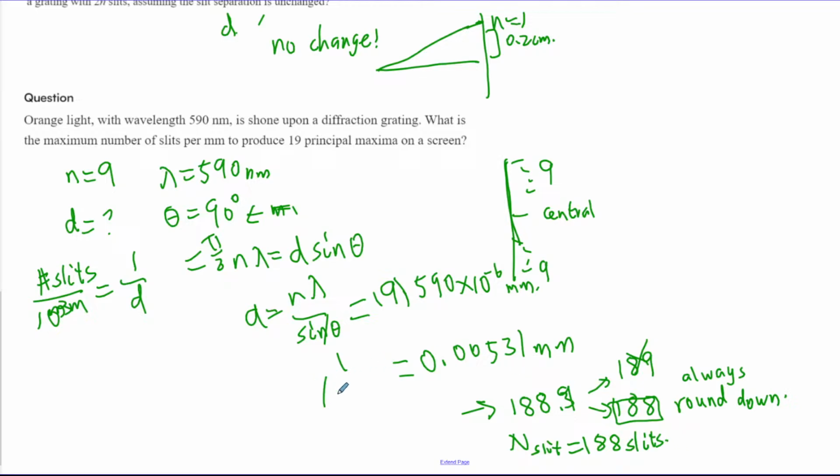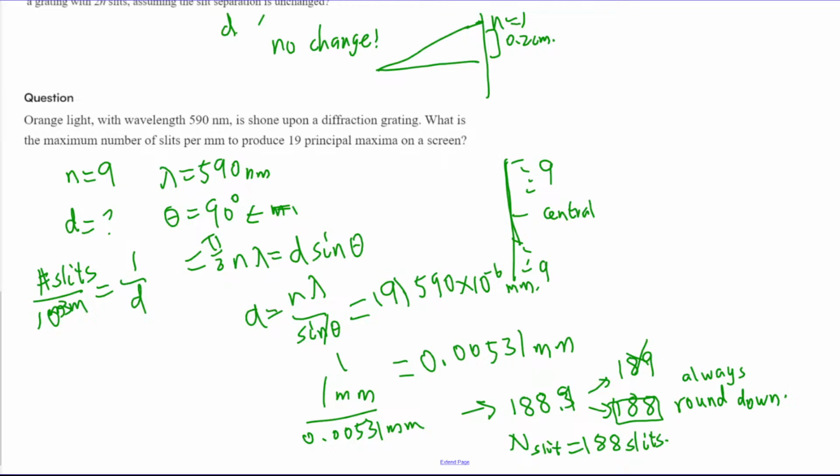So, 1 millimeter divided by 0.0053, I should write it down. So that's the maximum number possible, because if you go to 189, it's bigger than the 188.3 figure. So you cannot fit 19 principal maxima on the screen anymore, because the diffraction now is too wide.